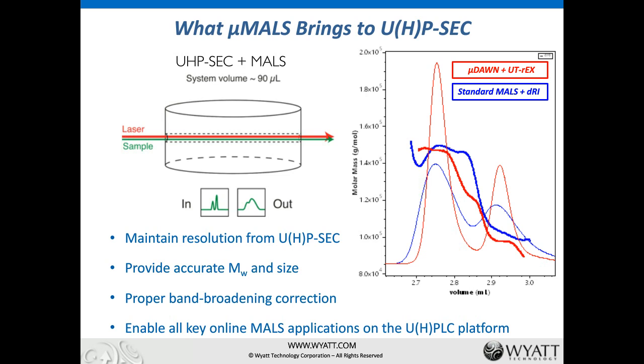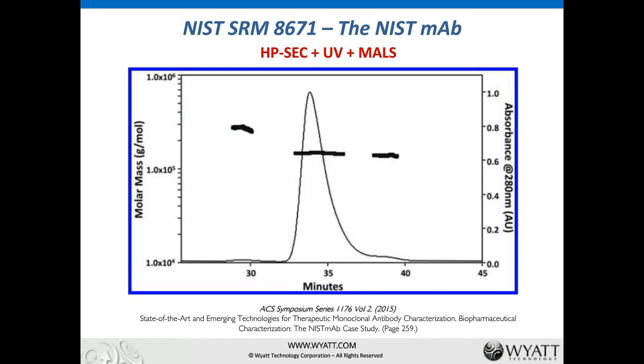Okay, so now let's look at a few examples. As the first example, let's look at the micro-SEC-MALS instrumentation applied to the reference material RM 8671 released by NIST in 2016. It is a humanized IgG1 kappa monoclonal antibody. Extensive biophysical characterizations of the NIST mAb was published in an ACS symposium series, which I have shown at the bottom of the slide. And I also show here the SEC-MALS results from page 259 of the symposium.